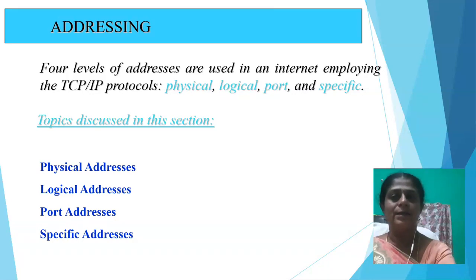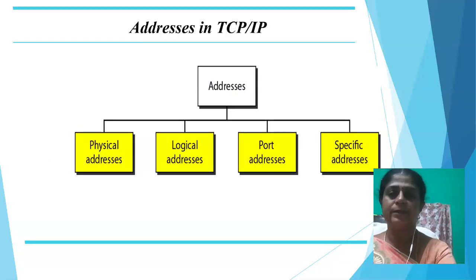Four levels of addressing are used in the internet, or the network which is making use of the internet connections. The four addresses are physical, logical, port and specific addresses. I'll say it again. There are four addresses in the TCP/IP protocol suite to address the computers that are connected over the network, which is the internet, wherein every computer in the globe is connected to one another. So what are the four addresses? Physical, logical, port and specific.